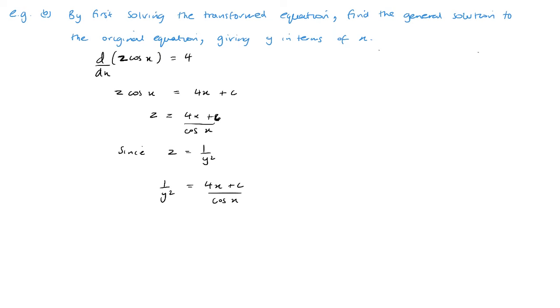And we should make this y equals, so flip it first, so y squared equals cos x over 4x plus c, then square root it, so we've got the square root of cos x over 4x plus c. And there we have it. So we've solved the transformed equation and then converted it, giving y in terms of x. Okay, so that's all there is to it in this section, just a substitution as an extra step.